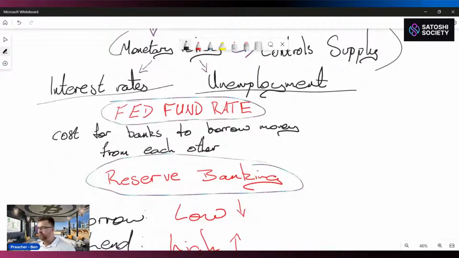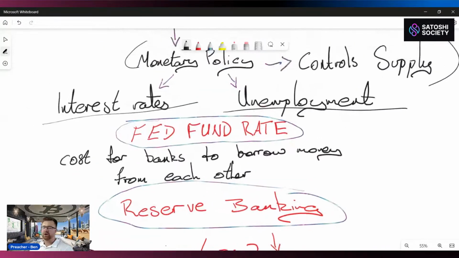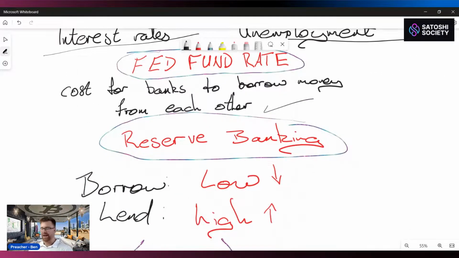So they do this through the classic Fed fund rate. As we all know, guys, we've all seen this many, many times before. So the Fed fund rate, this is the rate that it costs for central banks to borrow money from each other. Also, I'm not going to talk about how they create money, but we'll keep it relatively simple. It's just the cost for borrowing money from each other for banks.